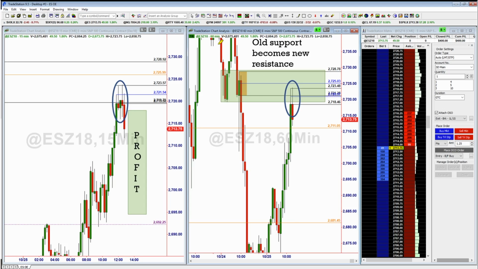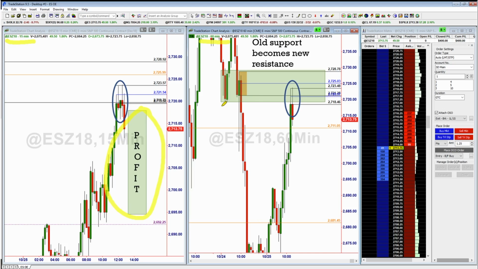So on the 60-minute, nice big drop out of here. Plenty of profit potential. You can see that. Plenty of room for prices to retrace. We have our 2 time frames, and the risk to reward was big.